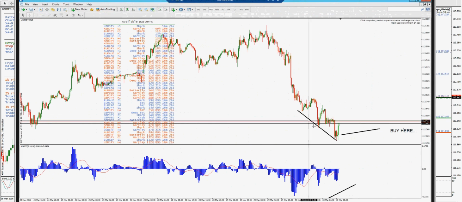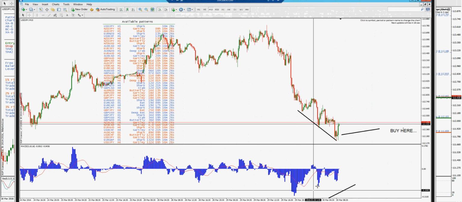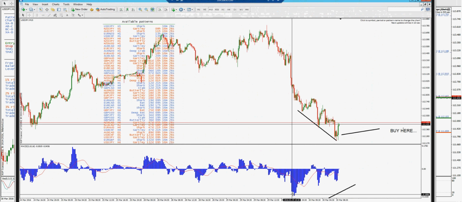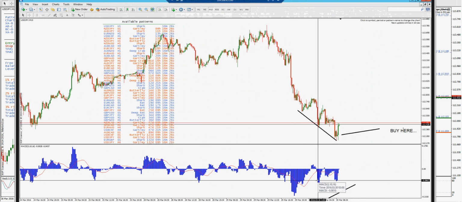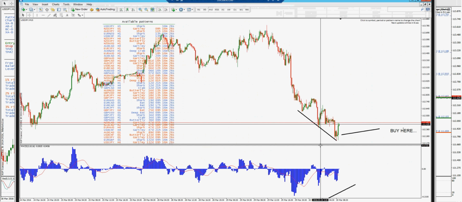1 drive, 2 drives, 3 drives. You see that? The difference is price made lower lows and the oscillator made higher lows. That means the slowing of momentum with the higher time frame, with the buy divergence. The pattern has lined up, the price pattern.